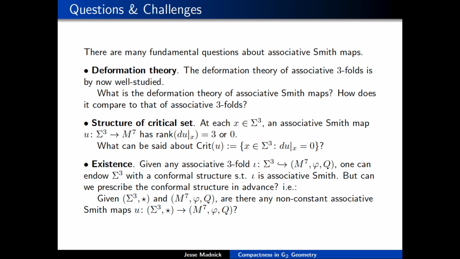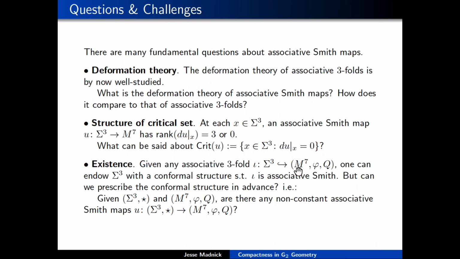The existence question is likely very difficult. It would be very good to know when associative Smith maps exist. Now, it depends, of course, on what you mean by that. One has to state that properly. Here's one thing you could mean.